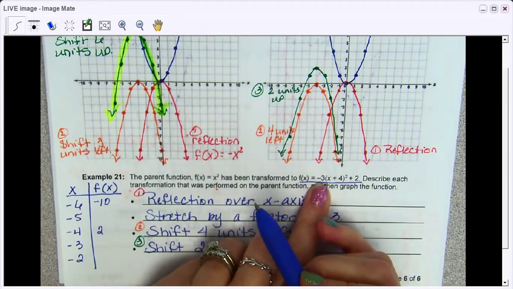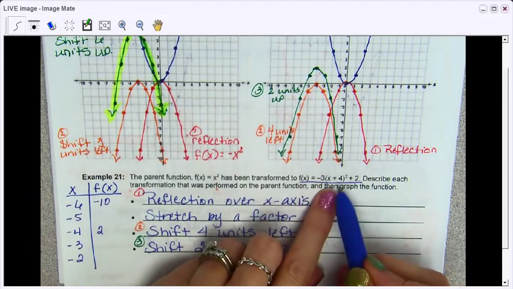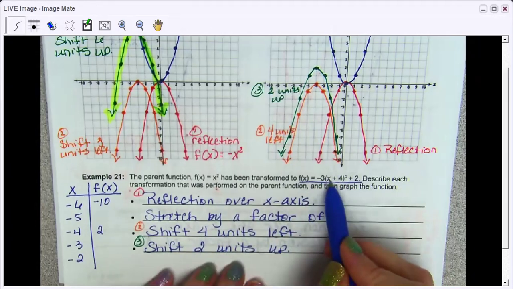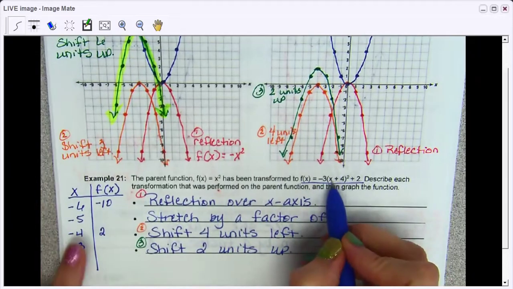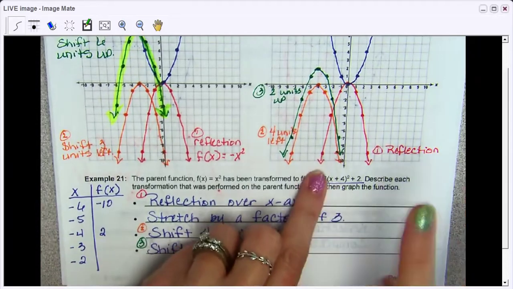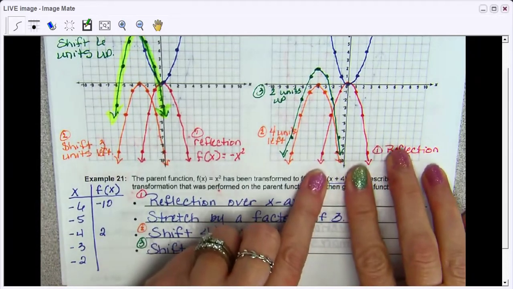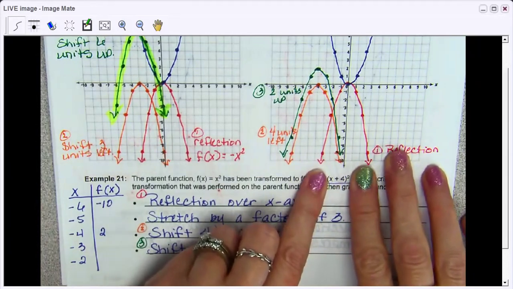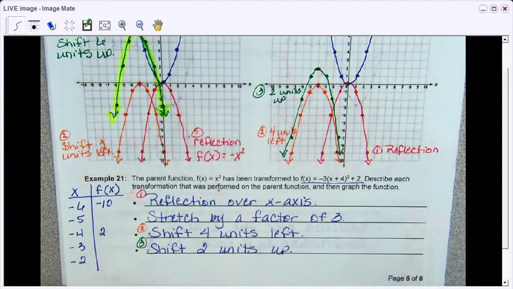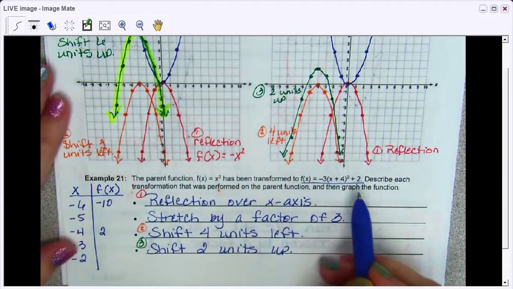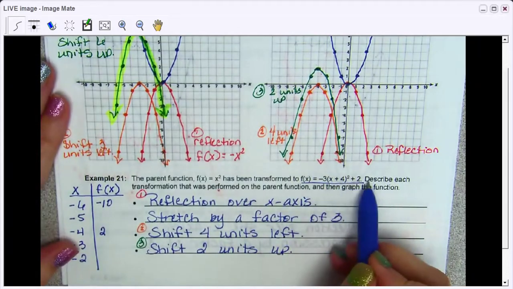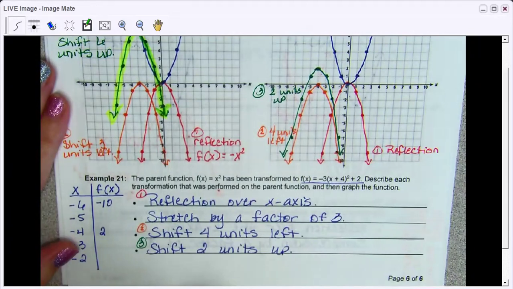If you plug in -5, would you only square which variable? Just the one. So you solve. If you plug a -5 in here, -5 plus 4 is -1. Then you square it, you get +1. And then you multiply it by -3. You get -3 plus 2, which is -1.